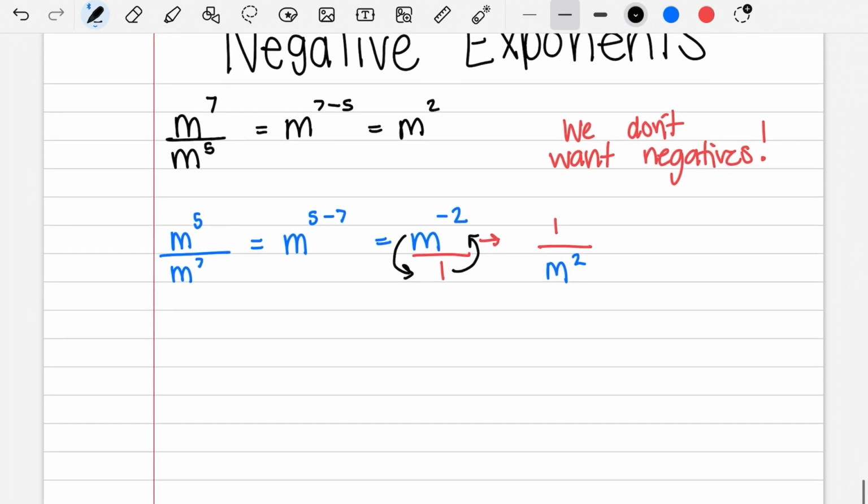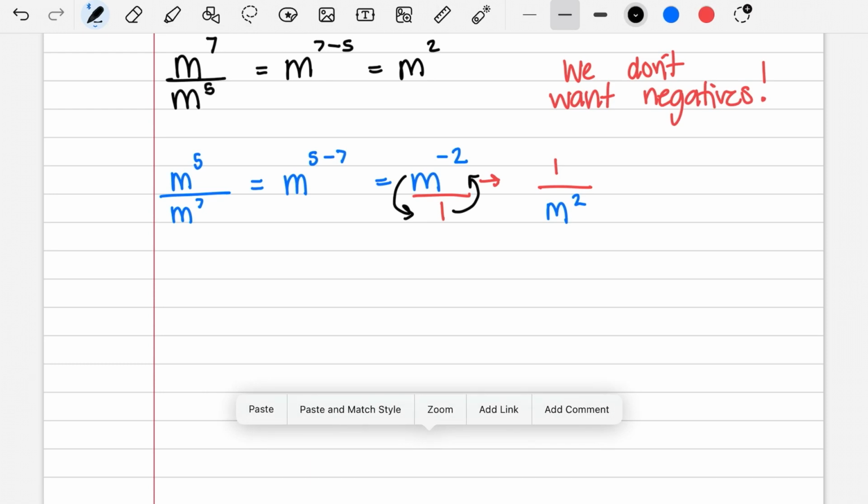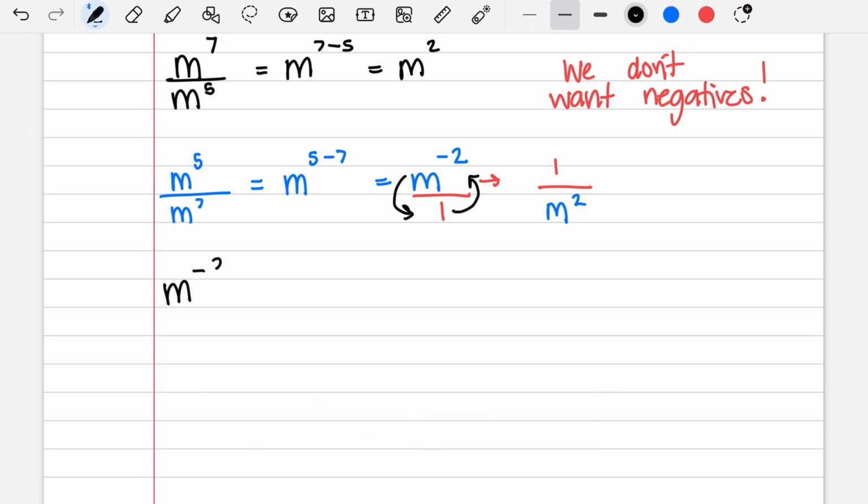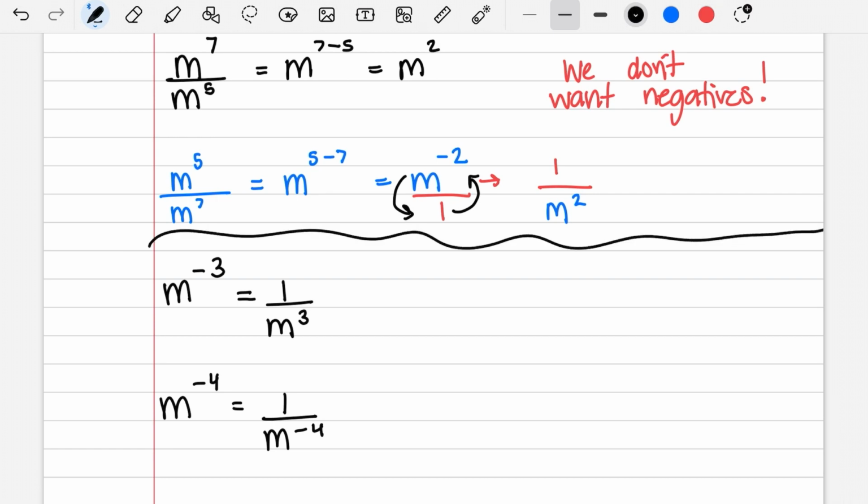Let's practice. If I had m to the power of negative 3, to make that positive, I'm going to do 1 over m positive 3. If I had m negative 4, to make it positive, I'm going to bring it to the bottom, and get 1 over m to the 4. Now, I'm going to put a little divider here.